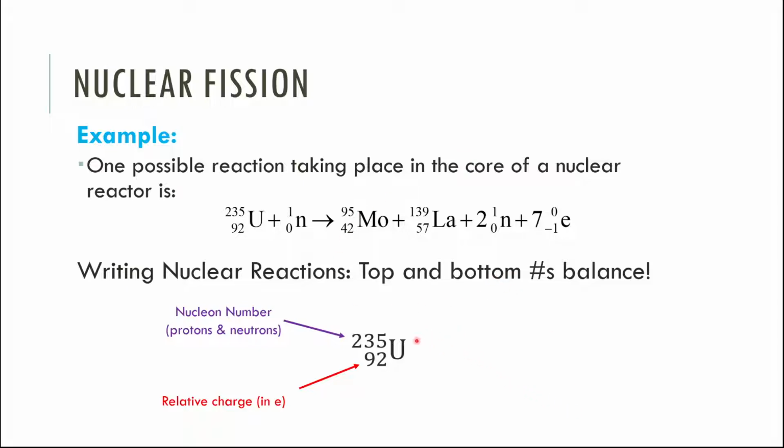All right, so nuclear reactions are pretty easy. Just balance the top numbers, balance the bottom numbers, you're good to go. The IB might ask you to fill in missing numbers, that kind of thing. We'll practice some of those.